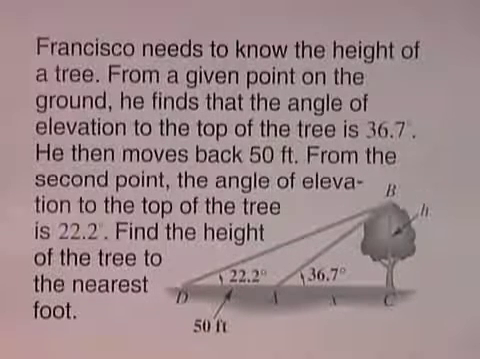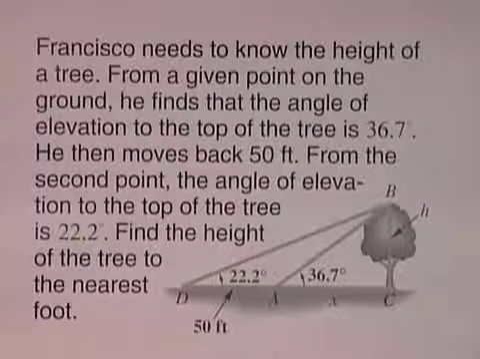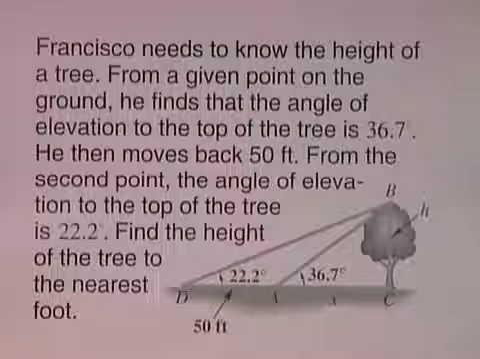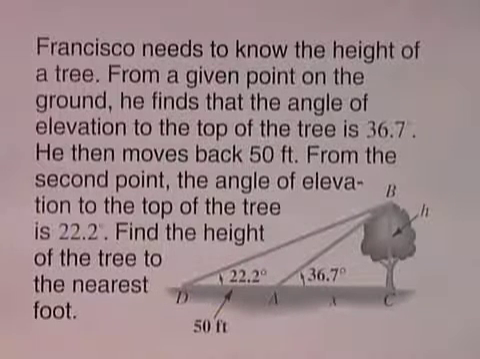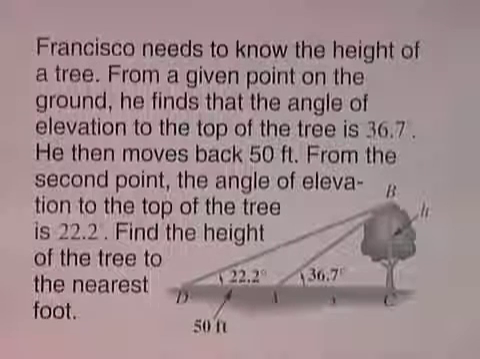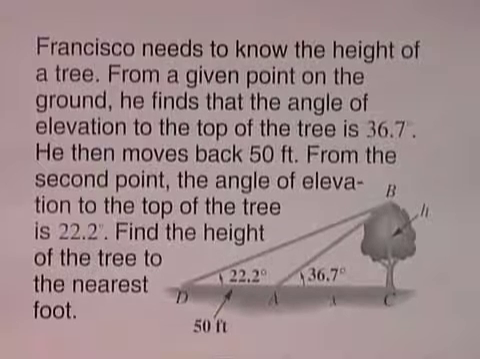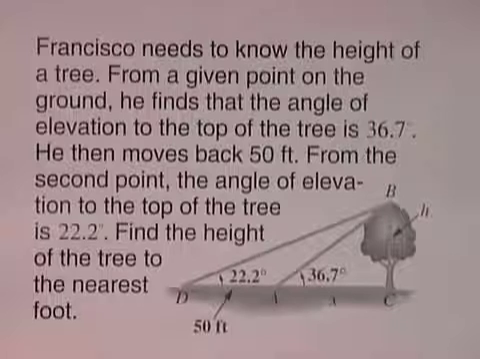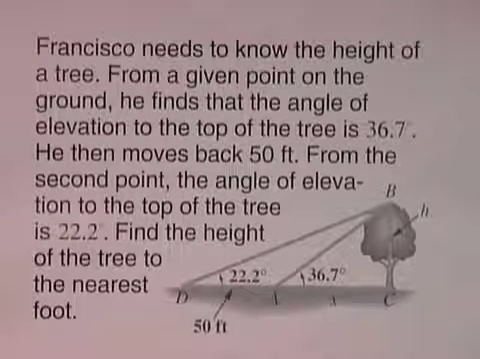Francisco needs to know the height of a tree. From a given point on the ground, he finds that the angle of elevation to the top of the tree is 36.7 degrees. He then moves back 50 feet. From the second point, the angle of elevation to the top of the tree is 22.2 degrees. Find the height of the tree to the nearest foot.